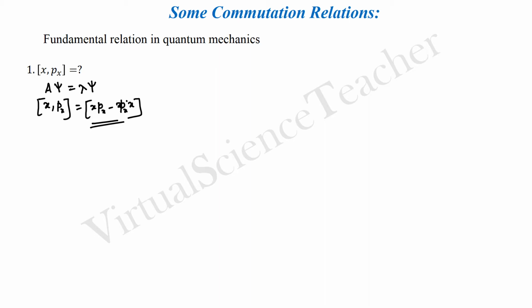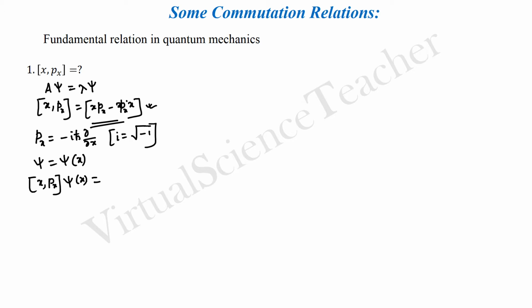We have shown earlier that the linear momentum operator along the x-axis, that is px, equals minus i h-cut del by del x, where i is the square root of minus 1. Now we have chosen an arbitrary wave function psi, which is psi of x, dependent on x only, and I am writing down this equation. So the commutator of x and px on psi of x gives us (x px minus px x) psi of x.